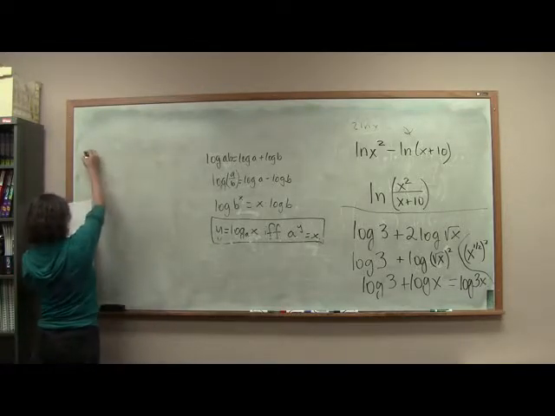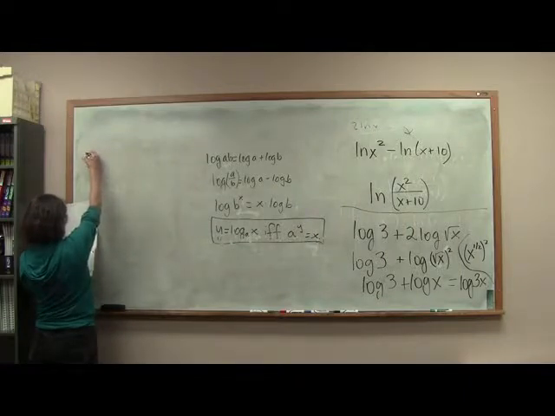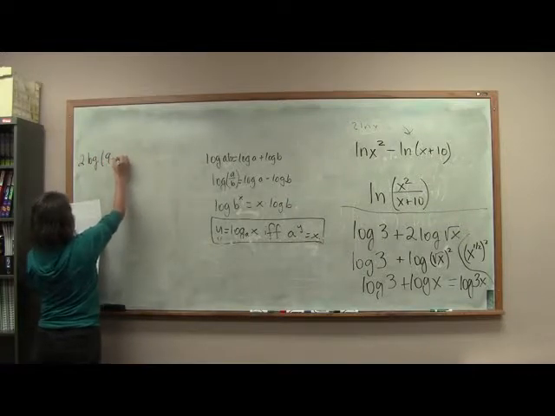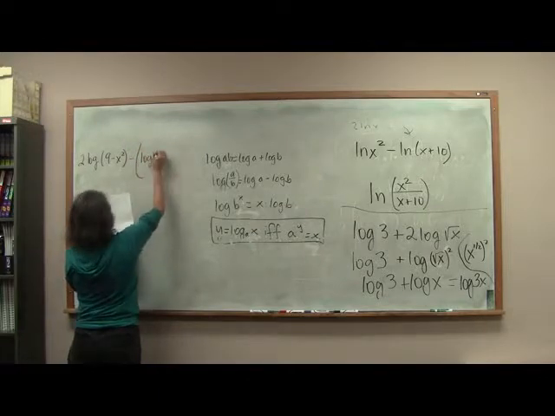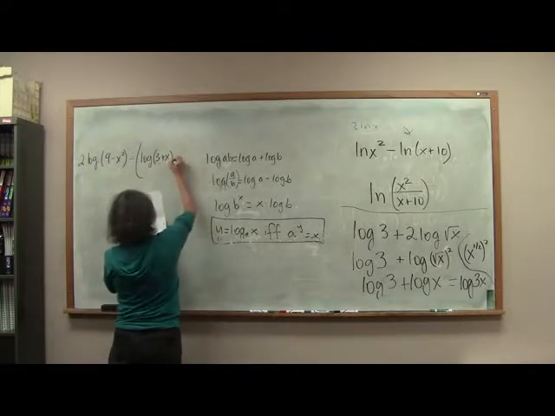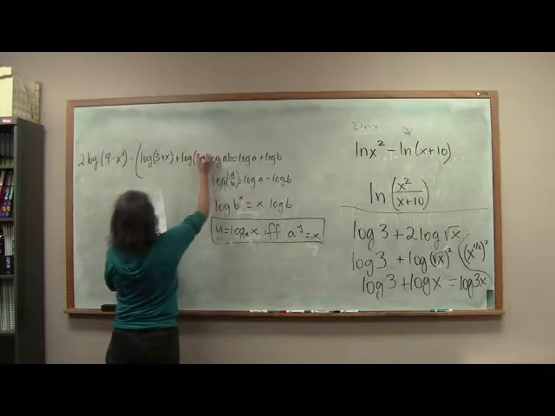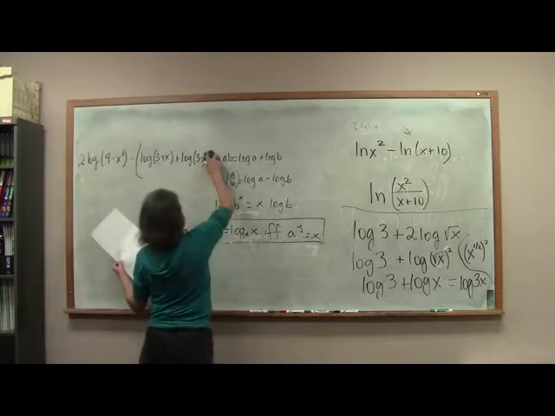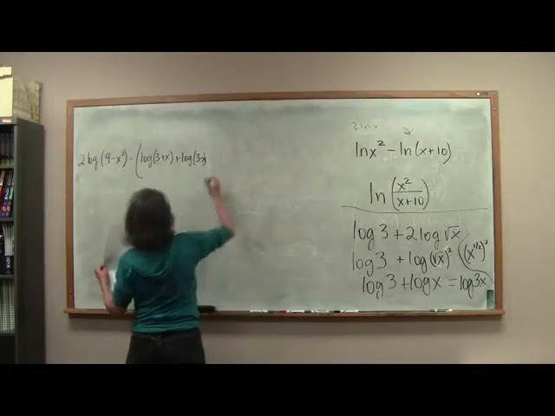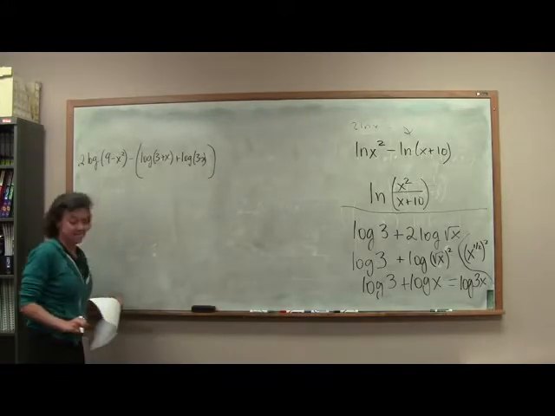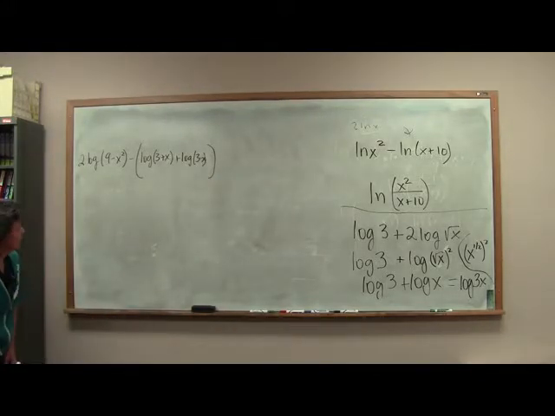Let's take this guy. What if I have, this is going to look pretty nasty, but don't worry about it. 2 log of (9 minus x squared) minus log of (3 plus x) plus the log of (3 minus x). And I'm going to have to erase these. Okay, boy, where to begin with this one?